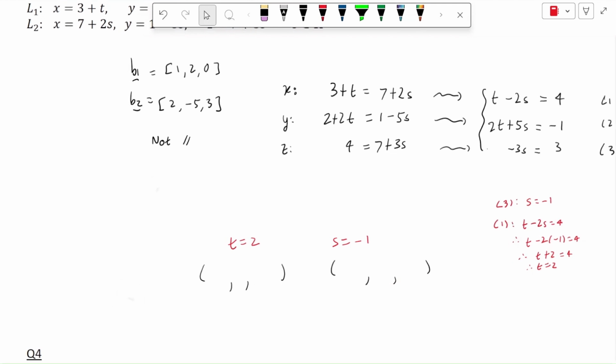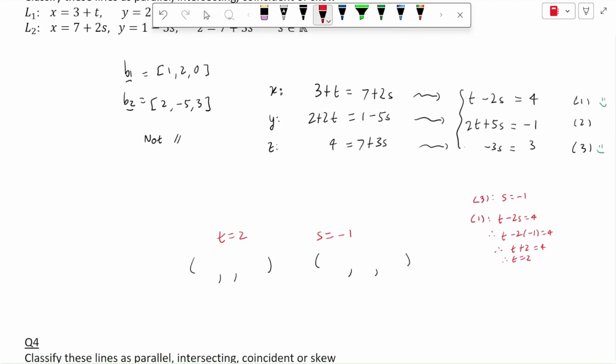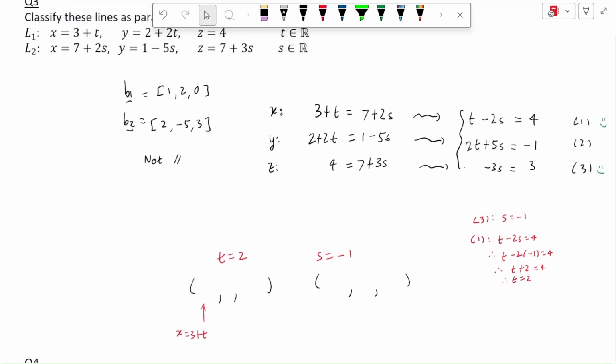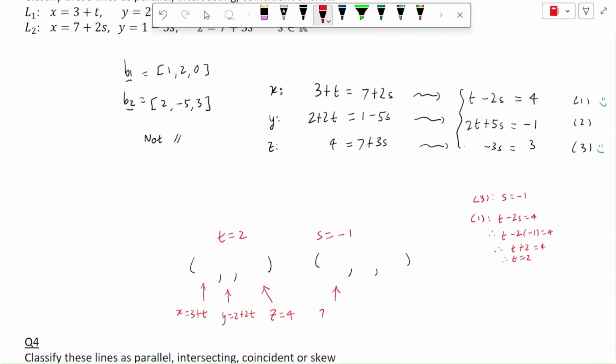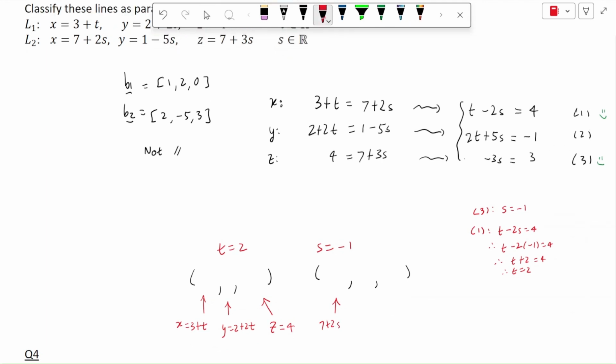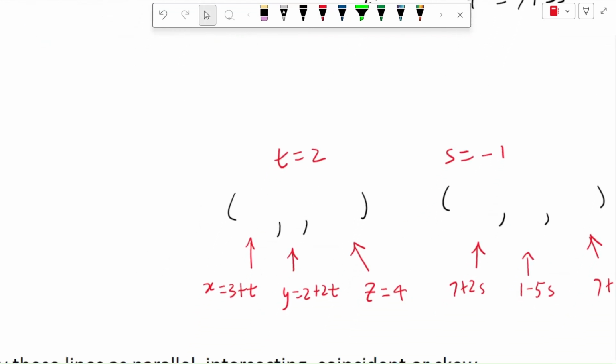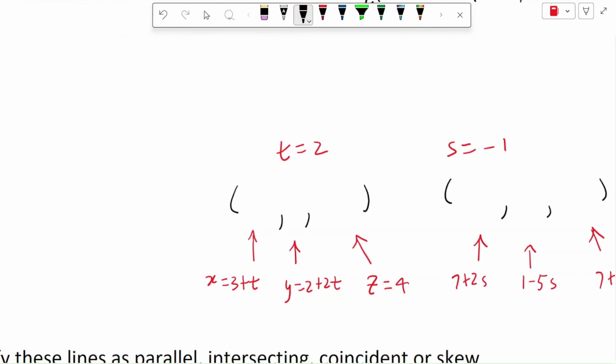Just remembering that x was 3 plus t for the first line, y is 2 plus 2t, and z is 4. And then over here, 7 plus 2s, 1 take 5s, and then 7 plus 3s. So we're about to sub in our t and s values, and if we get the same point, that means we have an intersection. So let's see.